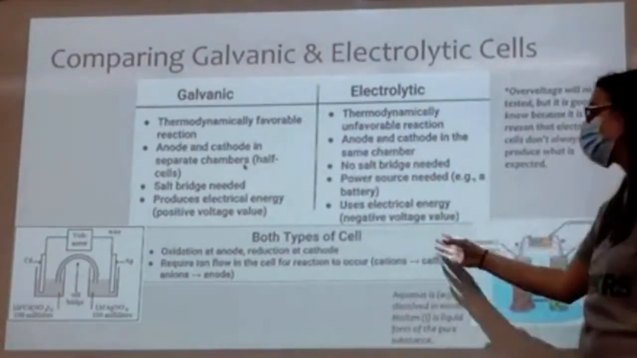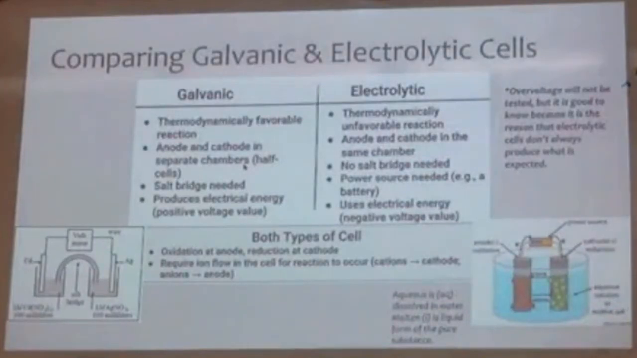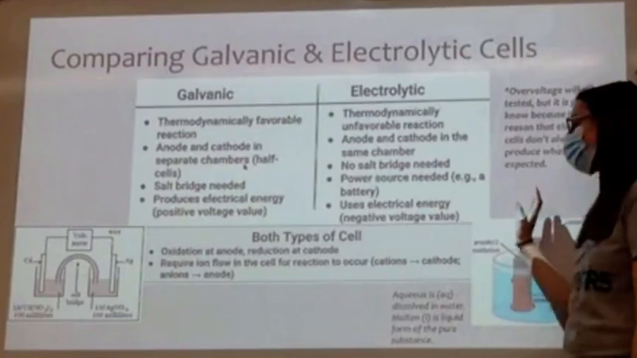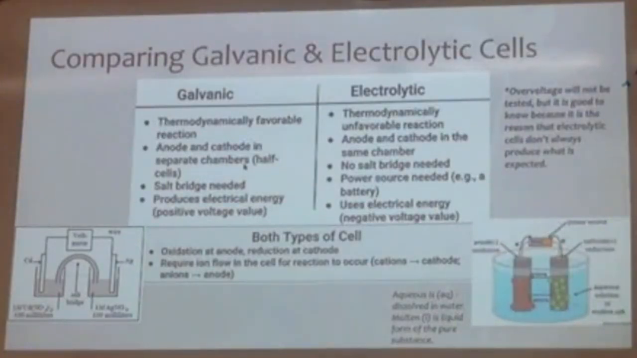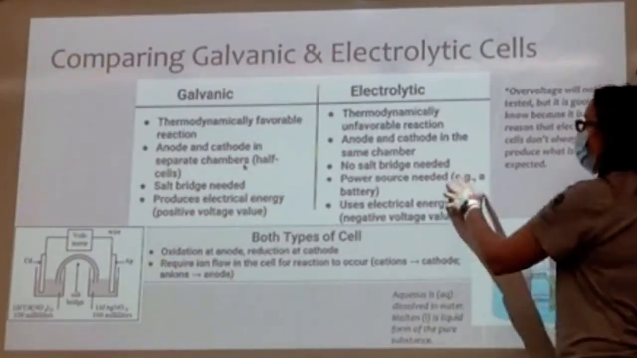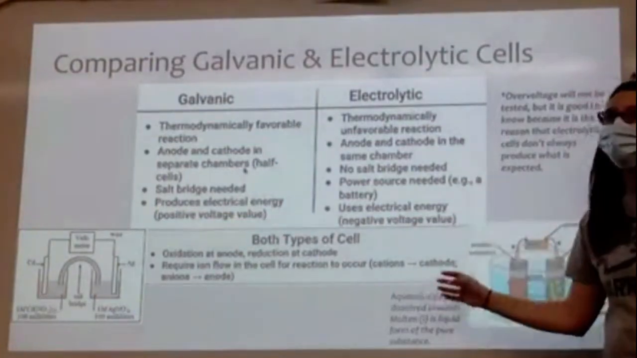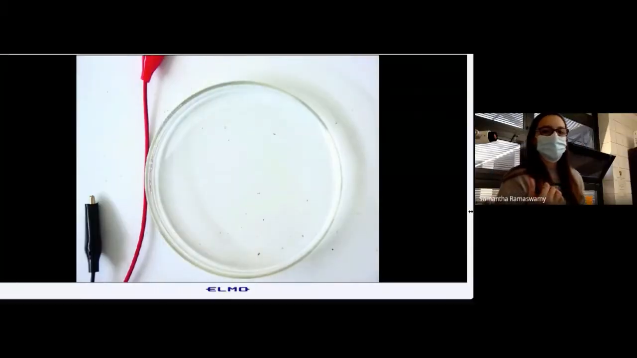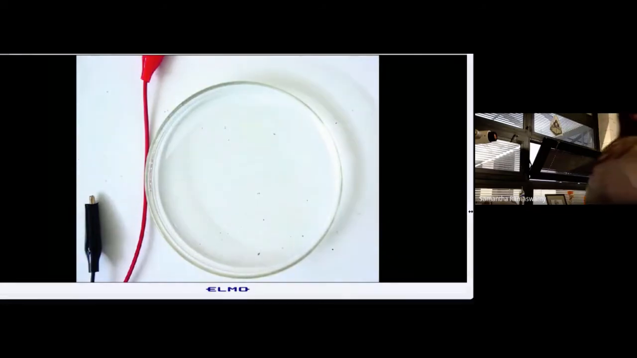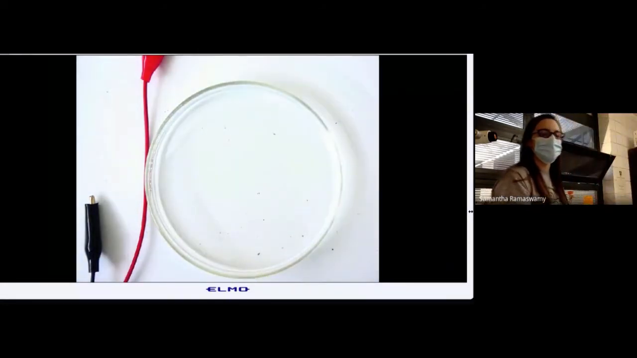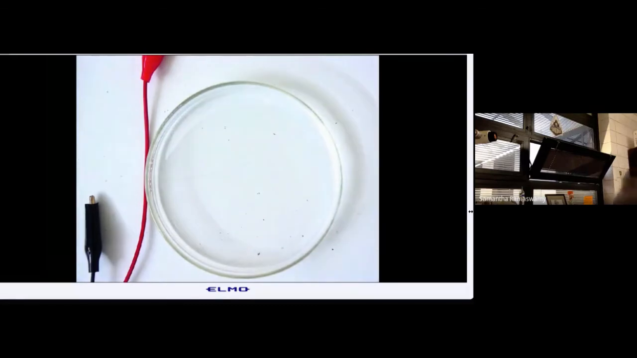And in both types of cells, you still have oxidation at the anode, reduction at the cathode. That doesn't change. You still have anions flowing toward the anode and cations flowing toward the cathode. Electrons are still flowing from the anode to the cathode. That doesn't change. The only difference is that electrolytic cells do not happen on their own. And so since they don't happen on their own, we need a battery to make them happen. So I'm going to go through just a quick demo before you have some time to work on mastering.